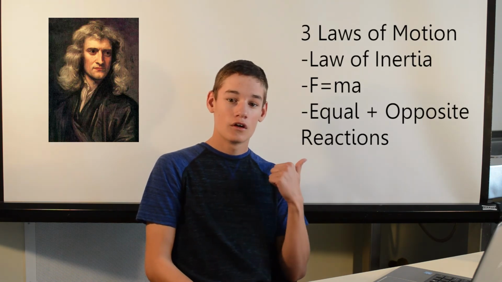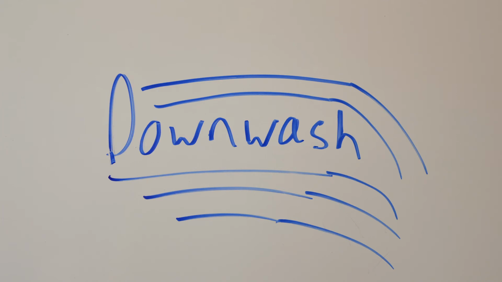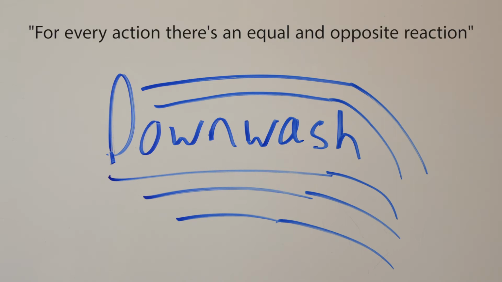Now, you might know the name Sir Isaac Newton. He's this guy. And he also came up with the famous three laws we see in high school. These. Now, while keeping Sir Isaac Newton in mind, we're going to talk about something called downwash. It's another huge part of lift. It actually utilizes Newton's third law, which is for every action there's an equal and opposite reaction.